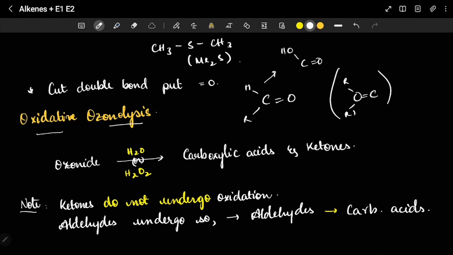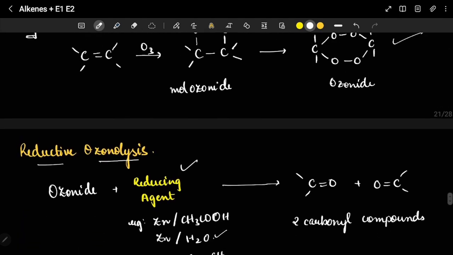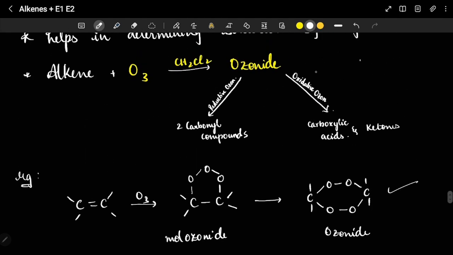Now, what will this be? A carboxylic acid is formed. See, I wrote here, in oxidative ozonolysis, ketones and carboxylic acids are formed. Two carbonyl compounds, in the sense, two keto compounds or two aldehydes, or one ketone and one aldehyde, something can form. But if there is an aldehyde, then carboxylic acids are formed.